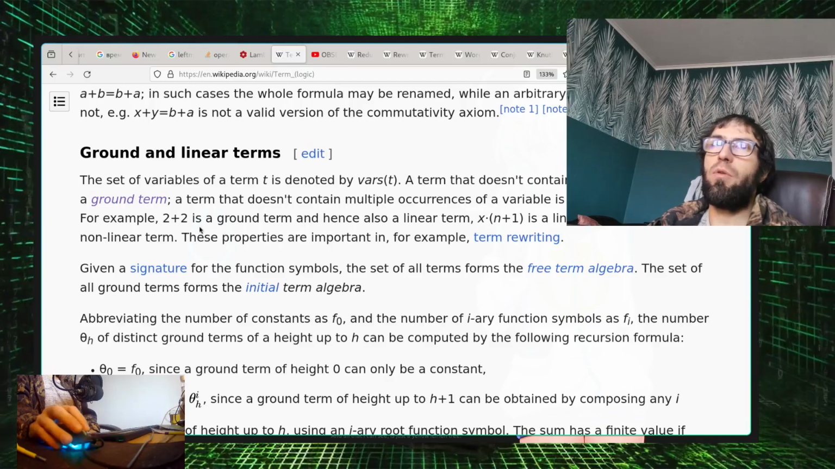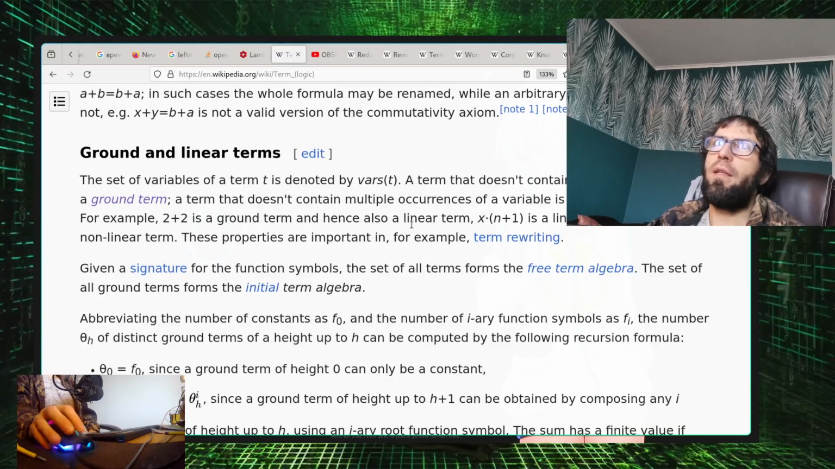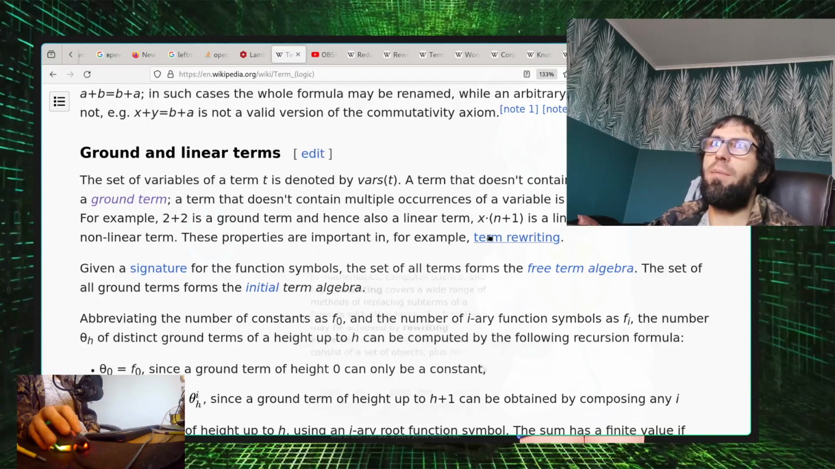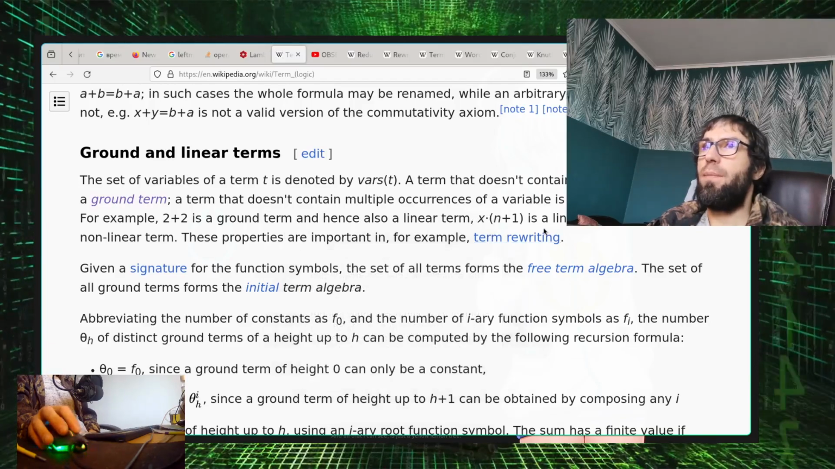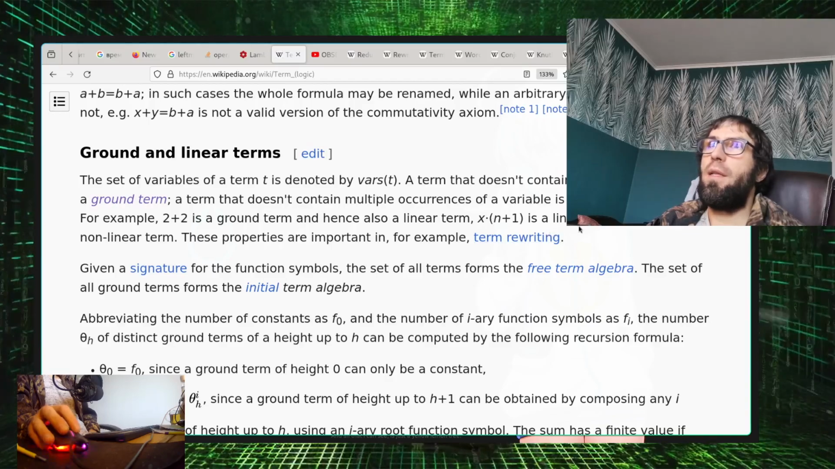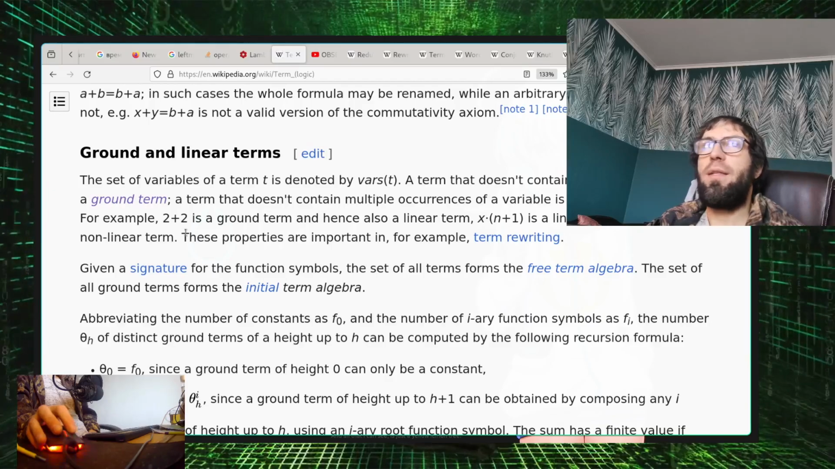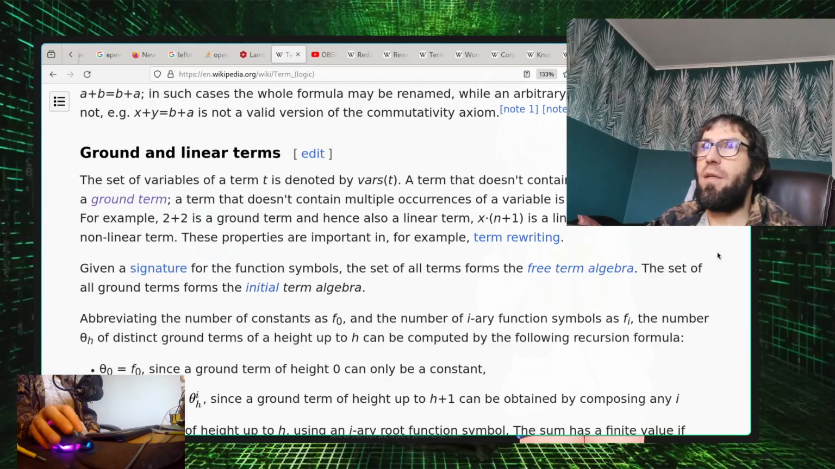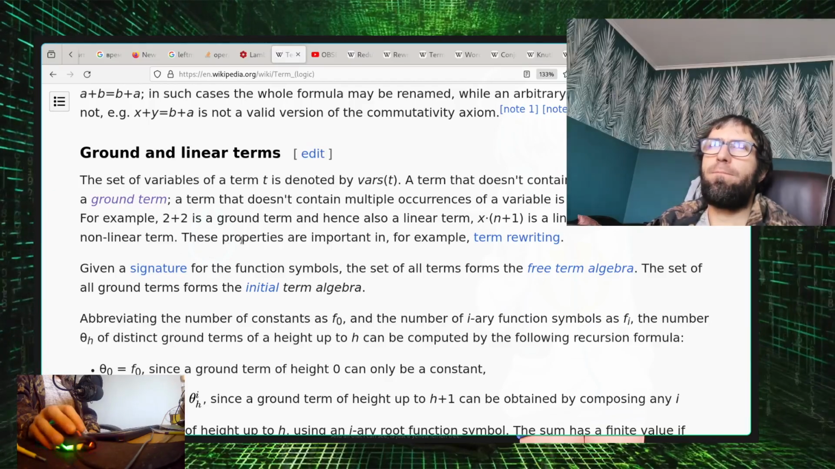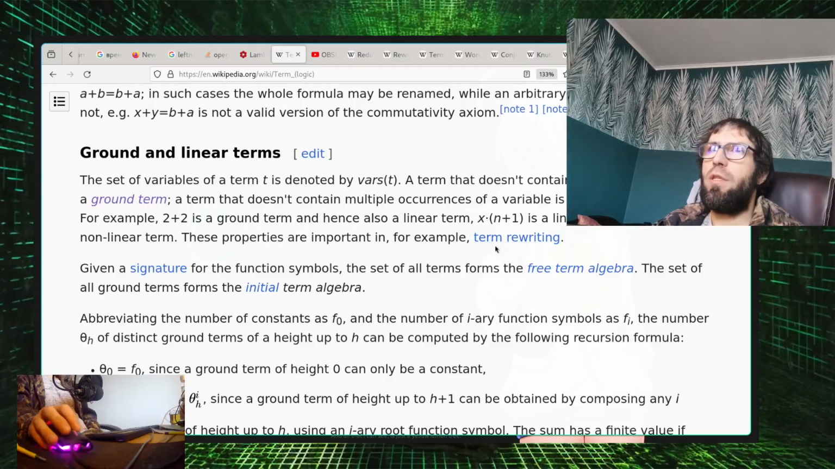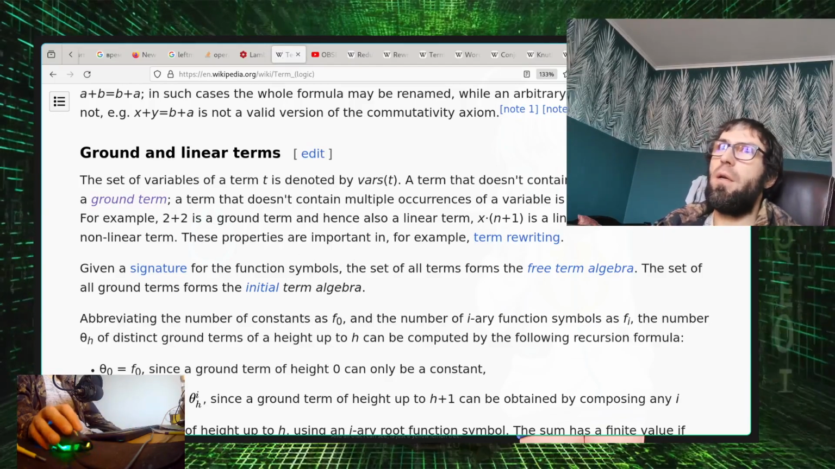For example, 2 plus 2 is a ground term, we only have constants here, and hence also a linear term. x times (n plus 1) is a linear term, and n times (n plus 1) is a non-linear term. These properties are important in, for example, term rewriting.